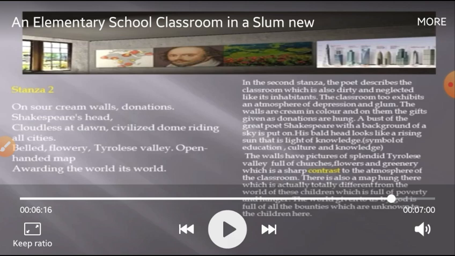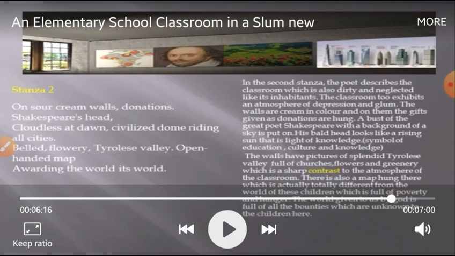Dhyan se stanza ko aap dekhenge. In the second stanza, the poet describes the classroom, which is also dirty and neglected like the inhabitants, like the children. The classroom too exhibits an atmosphere of depression and glum, sadness ka atmosphere charo taraf hai. Kahan se pata chalta hai?